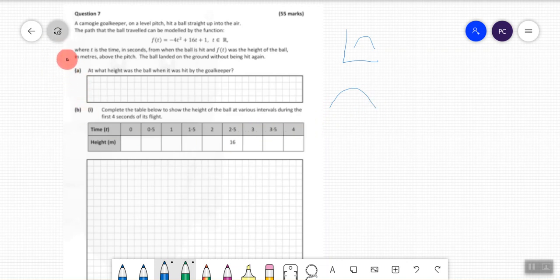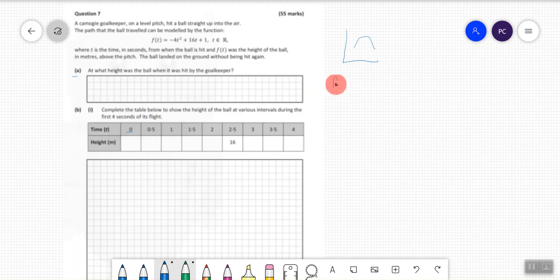So the first question they ask you to do is, at what height was the ball when it was hit? So this is going to be time 0. Well, it's going to be when this function, f(0), and you have to work that out. So let's have a look at that. At time 0, that will tell us the height the ball was at when it was hit. So we just write it out like this.